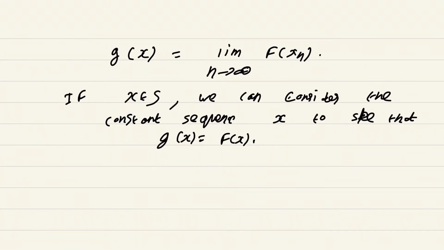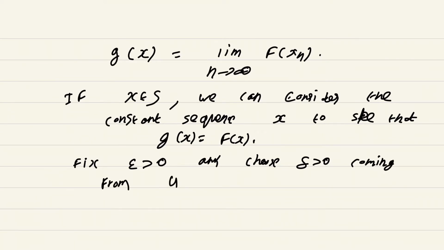In fact, we are going to show that it is uniformly continuous, but the theorem just claimed that g is continuous. So we will again check the epsilon delta definition. Fix epsilon greater than 0 and choose delta greater than 0 coming from uniform continuity of f. The rest of the argument is in fact going to establish that g is uniformly continuous, not just continuous. So the choice of delta comes from the uniform continuity of the function f.